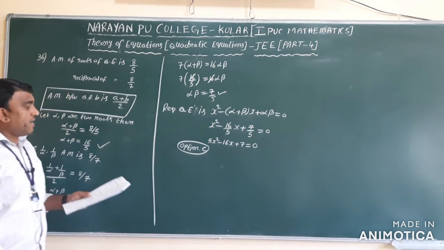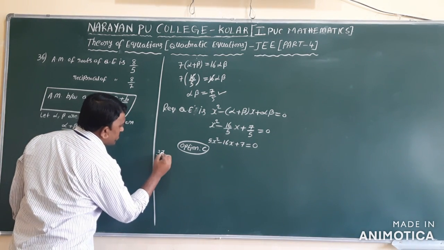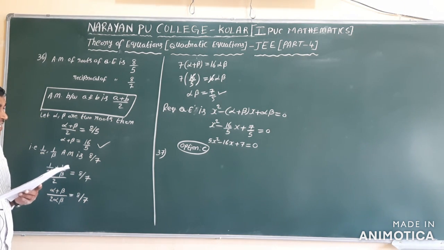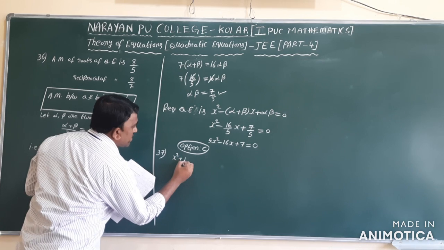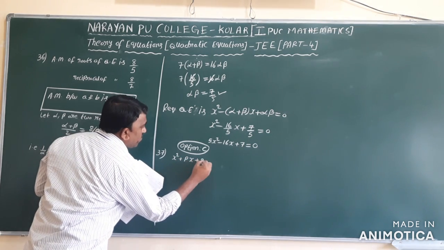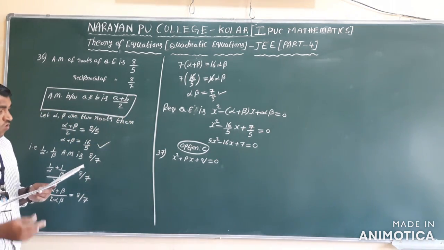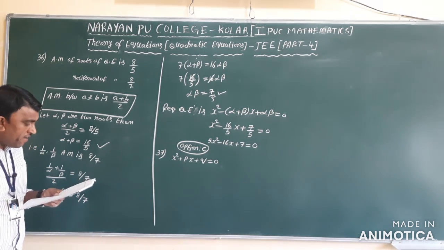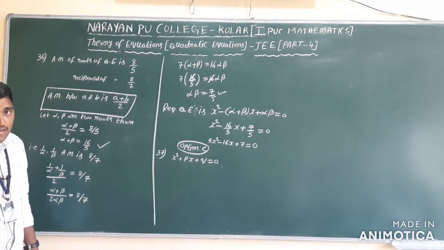Option C is correct one. And the next question, 37. The coefficient of x in the equation x square plus px plus q equal to 0. In that equation, coefficient of x was wrongly written as 17 in place of 13.